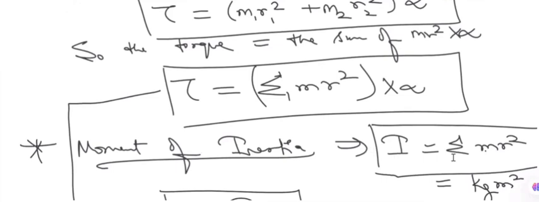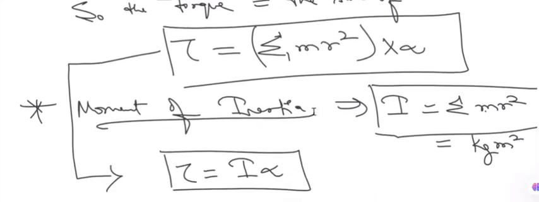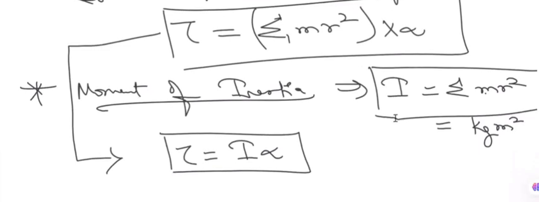So what is moment of inertia? Mass into the square of the radius from where it has been pivoted, for a rigid body, is known as moment of inertia. Understood? Therefore torque can be further simplified as I alpha. Correct? Now, moment of inertia is different for different shapes.